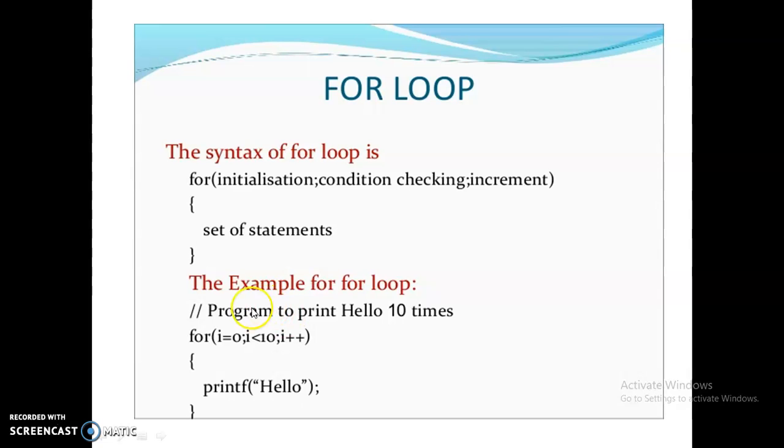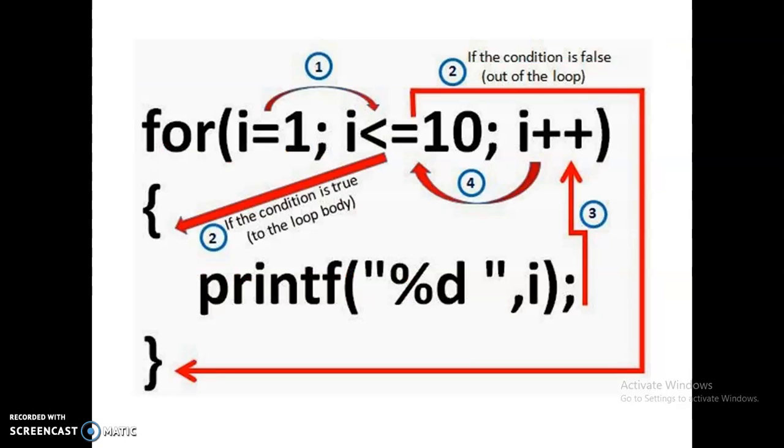Now the second iteration will start with the value of i equal to 1, and then the condition is checked again. If the condition is true, it enters into the body of the loop, processes the set of instructions within the curly braces, and then goes to the increment. If the condition is false, it does not enter into the body of the loop. It comes out of the curly brace, and the next statement present there will be executed. So this is the concept of the for loop.